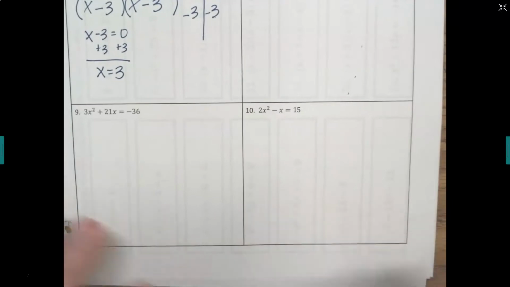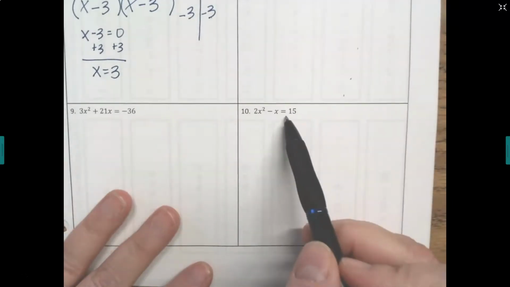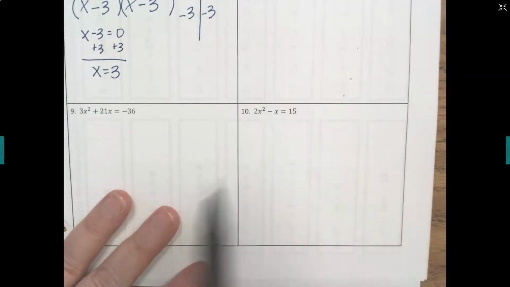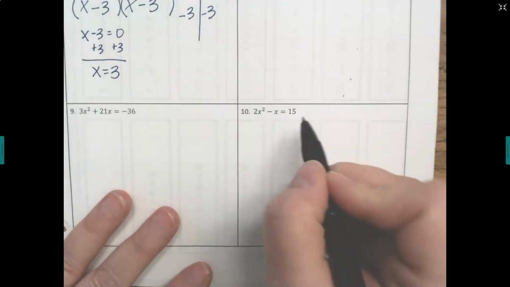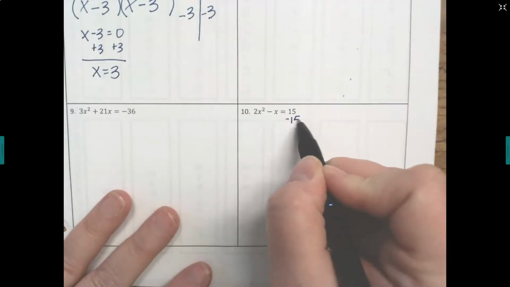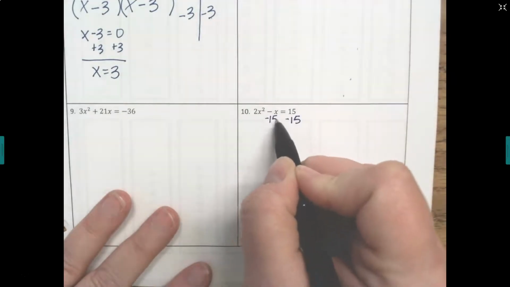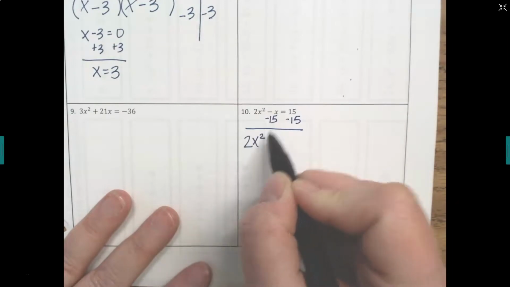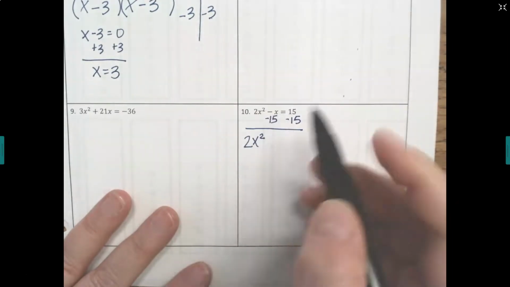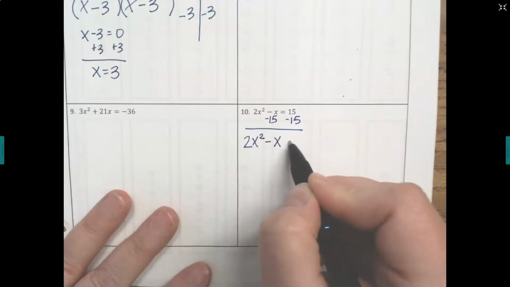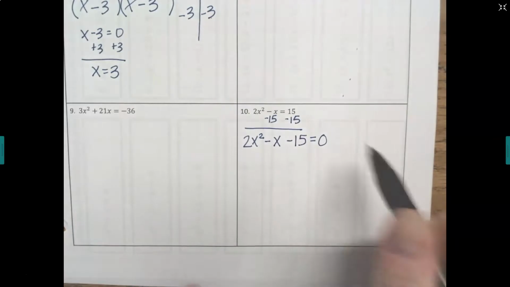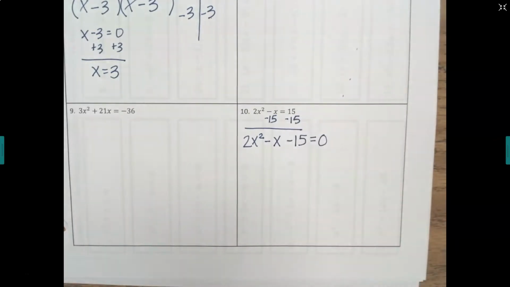So I'm going to start with number 10 first. So this says equals 15. What I want to do is move the 15 back over to the left-hand side. Okay, so to cancel it out, I'm going to subtract 15 from both sides. And we end up with 2x squared. We want to keep this in standard form, so the next one would be minus x, and then minus 15, and then we're going to write equals 0, because 15 minus 15 is 0.